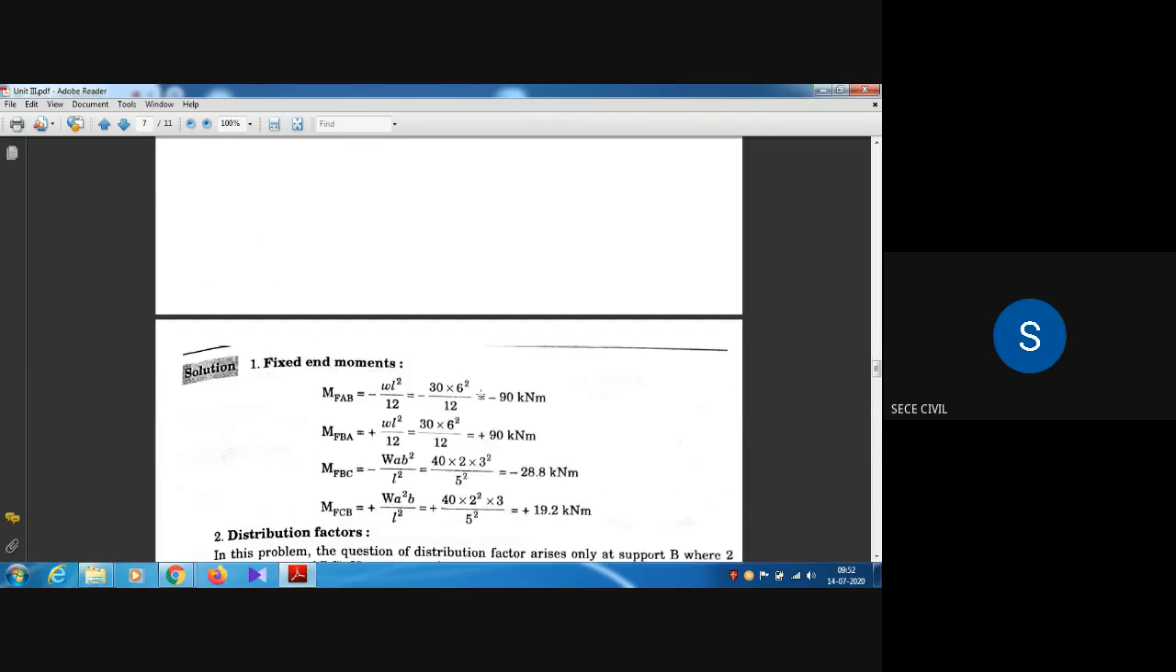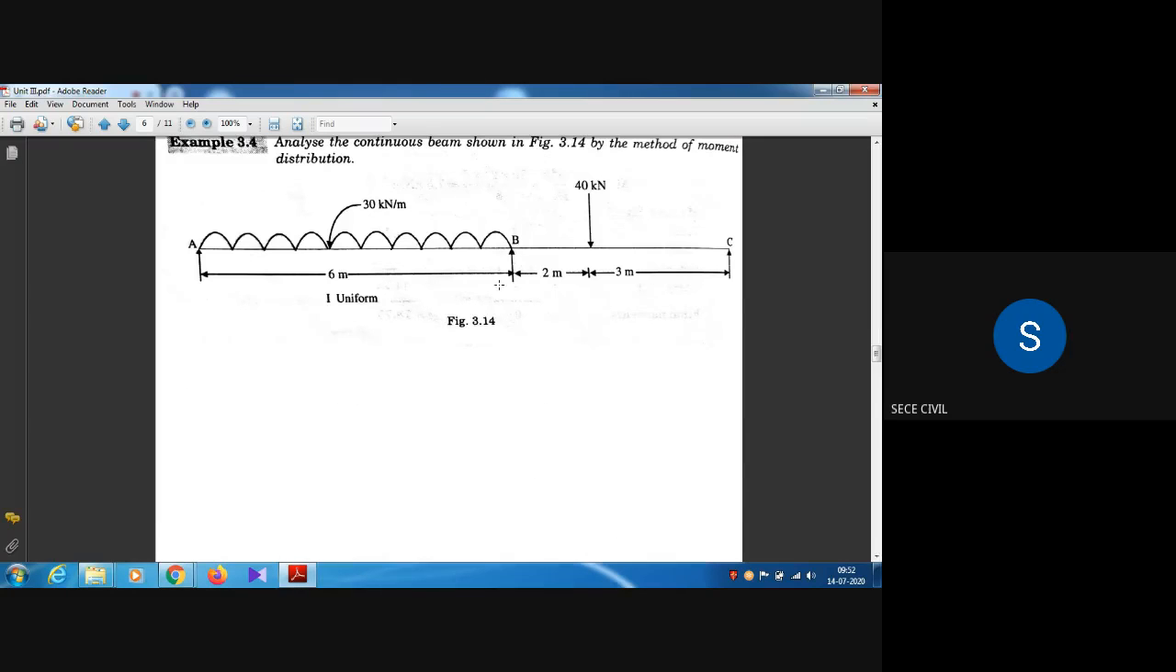So first step, calculation of fixed end moments. Here we have two spans, and each span has two fixed end moments, so totally four fixed end moments will come. First we have to take span AB. We have to consider both the supports, A and B, as fixed, and we have to use the fixed end moment formula.